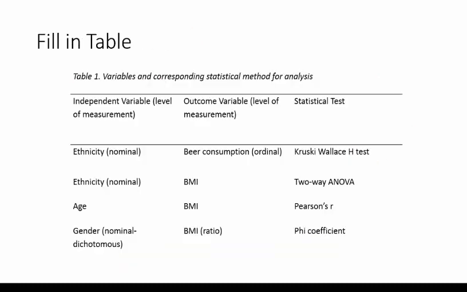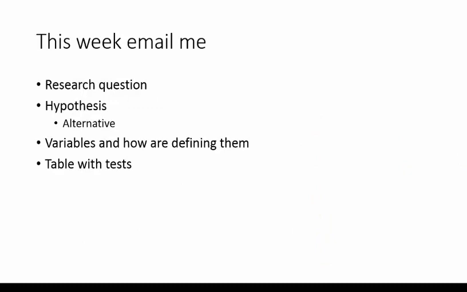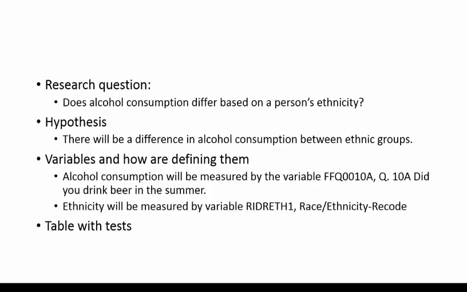So the easiest way to display this information is really to create a table. In this table, you can have independent variables in this column, outcome variables in this column, and then write down the statistical test here. So this week, I would like you to email me by Sunday your research question, your alternative hypothesis, your variables and how you're defining them and measuring them, and then a table with the tests. So for this example, kind of look like this here.